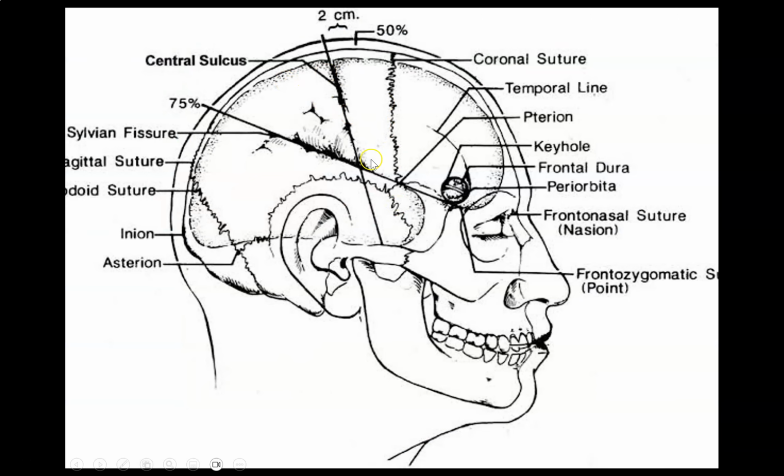Maybe this is clearer. We measure the distance from the nasion to the inion, get 50% of the distance is here. Half the distance, you go posteriorly by 2 centimeters. This is the upper point, and the mid-zygomatic is the lower point. The upper 2/3 of this line, joining the 2 points, is the central sulcus.